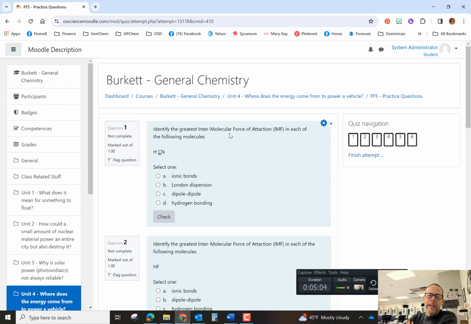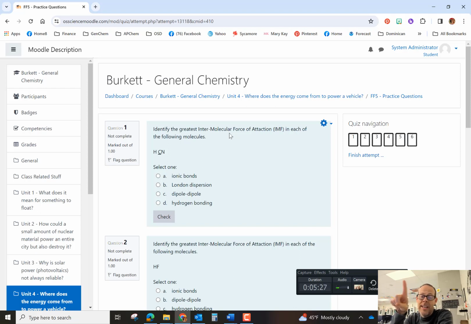Identify the greatest intermolecular force of attraction in each of the following molecules. Okay, so I got HCN. The first question I would ask myself: is there an H? There is an H. Is that H attached to an N, an O, or an F? Notice I have C underlined, which means C is in the middle, which means N and H are not attached, so that is not hydrogen bonding.